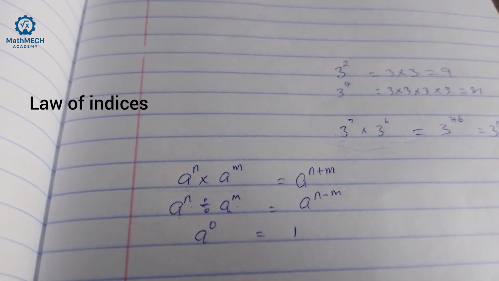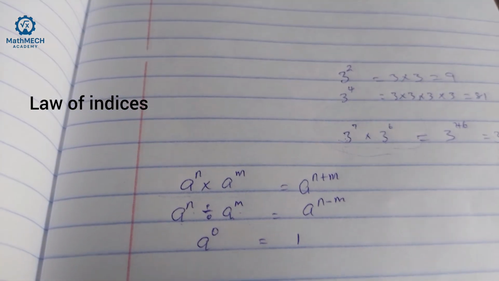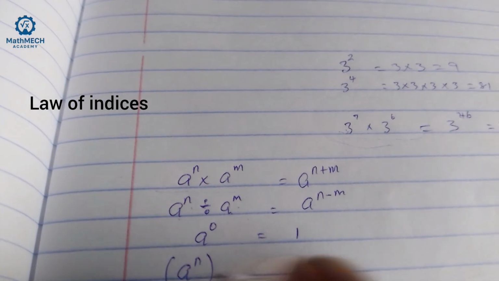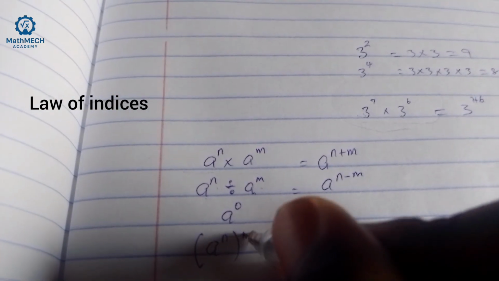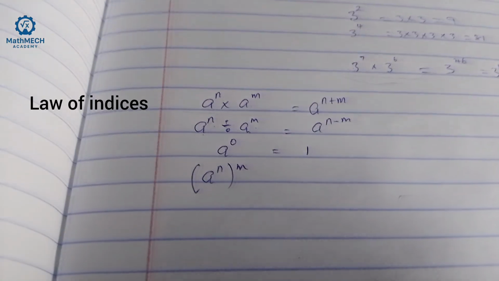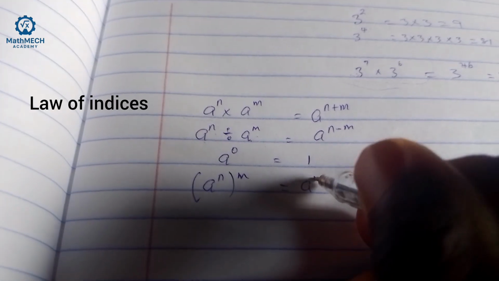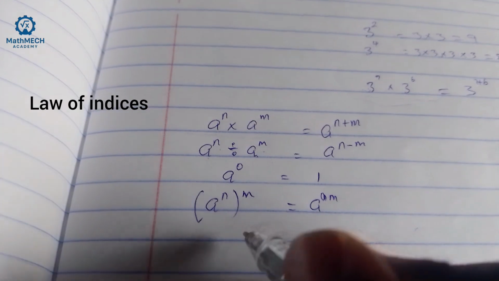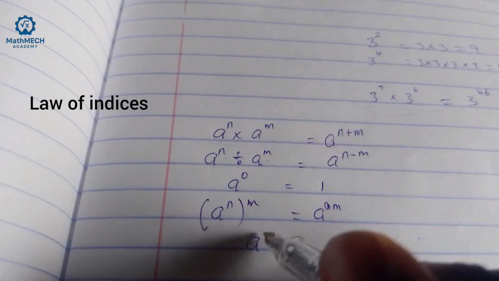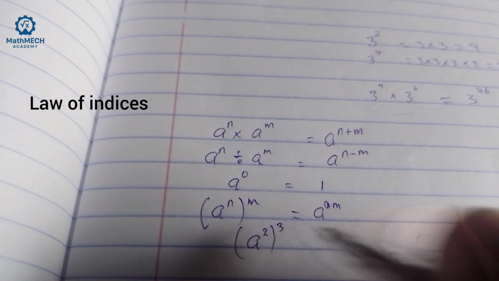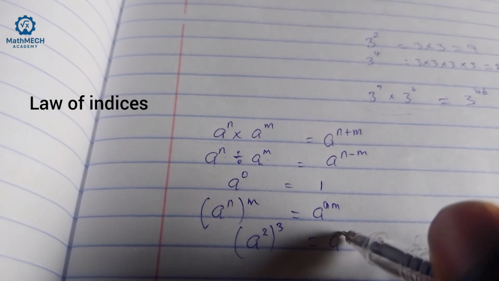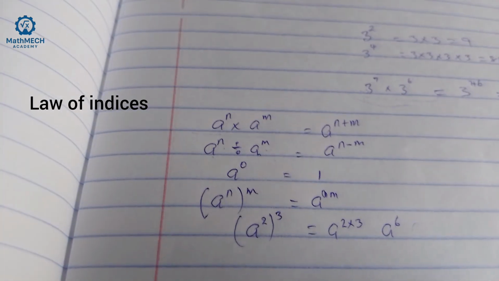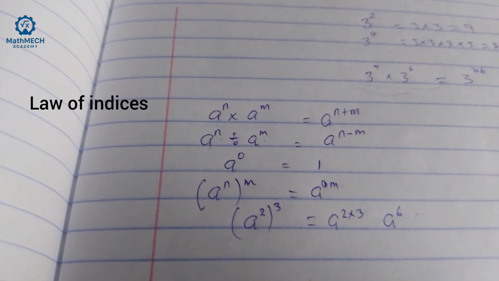Alright. So the next law we are going to be considering is the exponential law. Meaning we have a raised to the power of m, close bracket, to the power of n. We are going to have a raised to the power of mn. It means you are multiplying the powers. So when we have a raised to the power of 2, all raised to the power of 3, the final answer will be a raised to the power of 2 times 3, which is a raised to the power of 6. So this will be the answer.